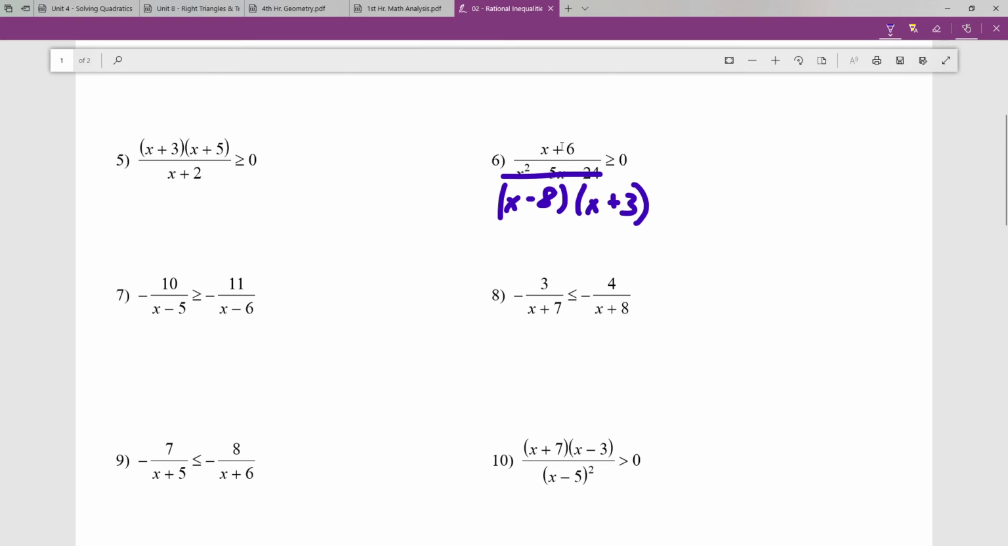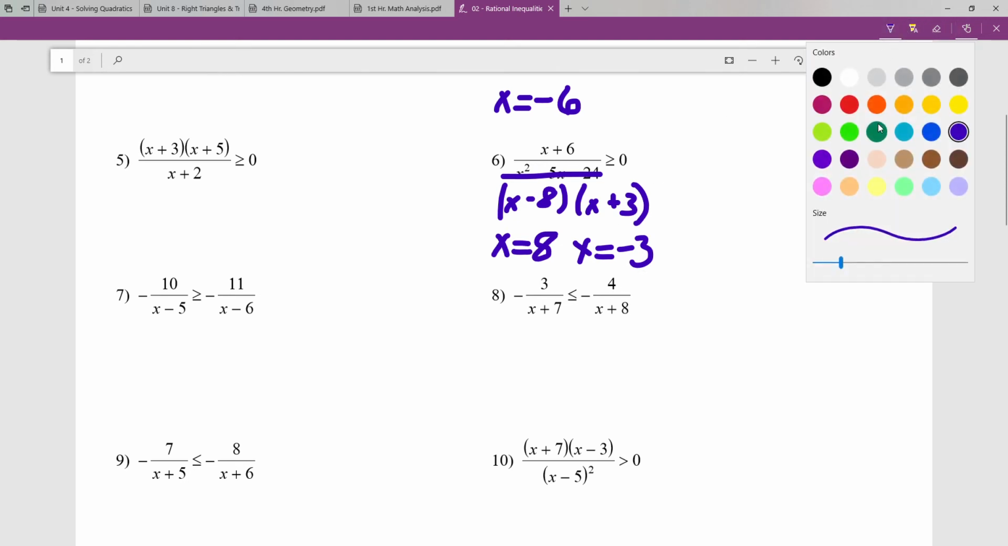So we're going to say x plus 6 equals 0. Well, that's going to make x be negative 6, right? We're going to set x minus 8 equal to 0. That's going to make x equal positive 8. And x plus 3 equals 0 is going to make x equal negative 3. So these are going to be our 3 points on our number line.